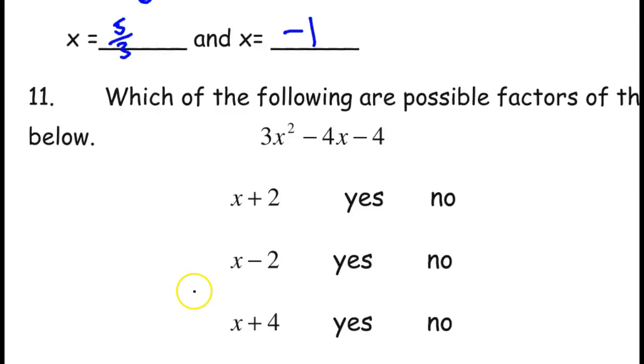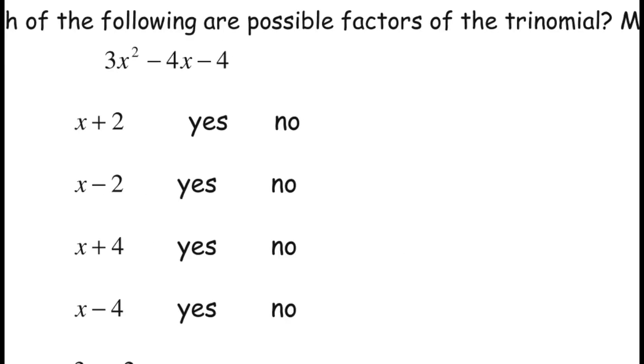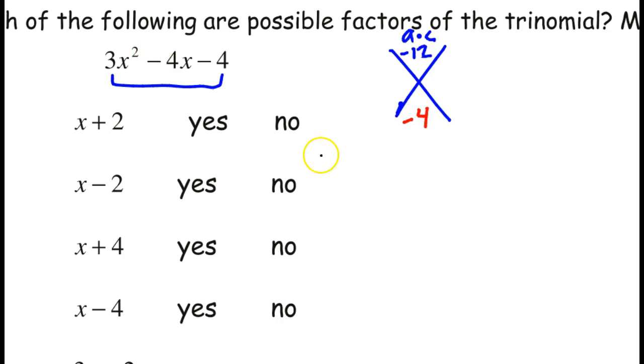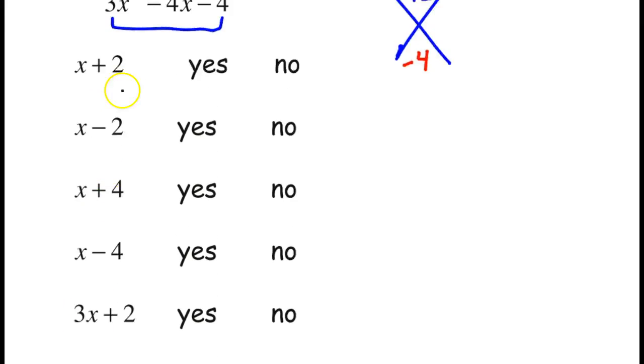Number 11. Okay, so what are possible factors? Now, remember factoring from our first two reviews, so let's just go through and factor this. Okay, so remember a times c goes on top, so this time it's going to be -12. What multiplies to -12 and adds to -4? Okay, so you go through some of the factors. Kind of helps that I have some here. It might help you out a little bit.